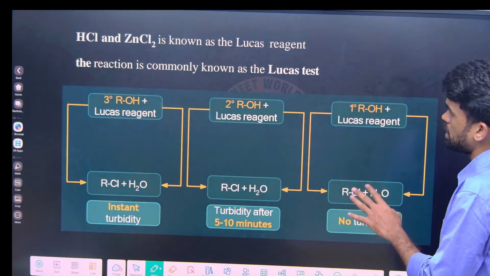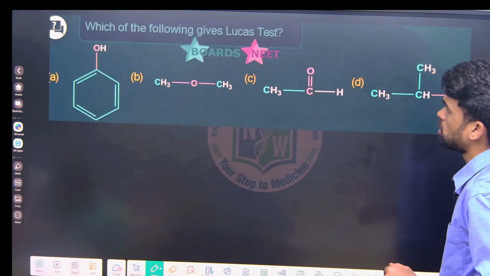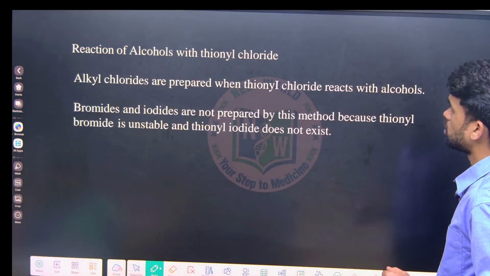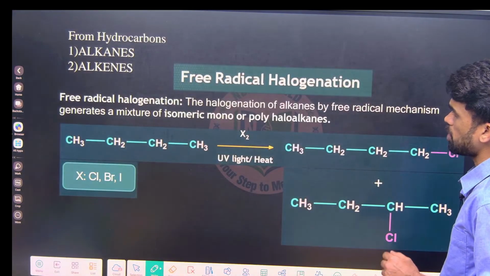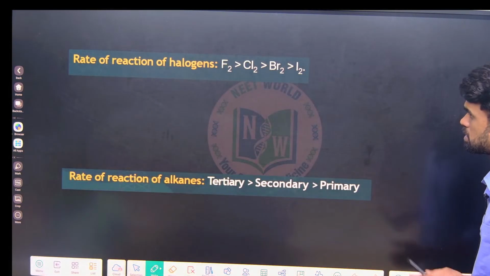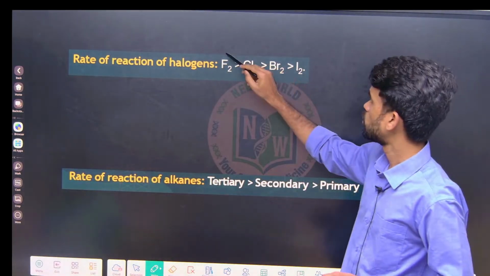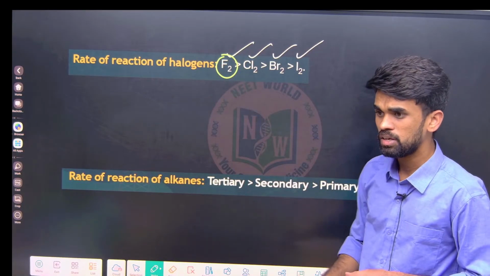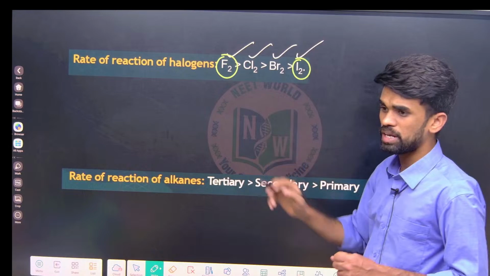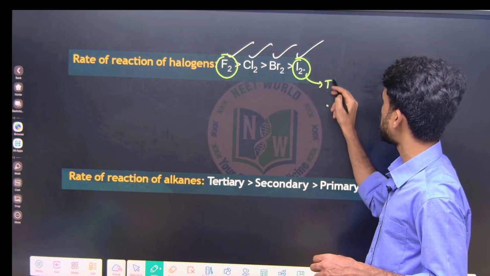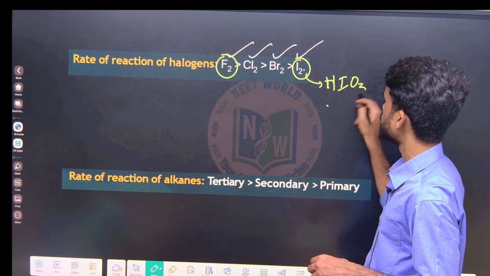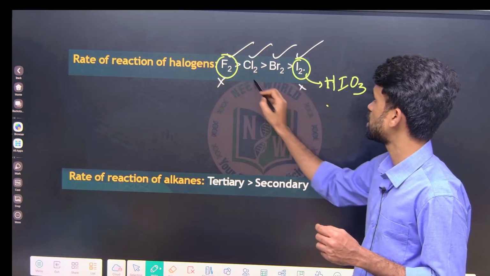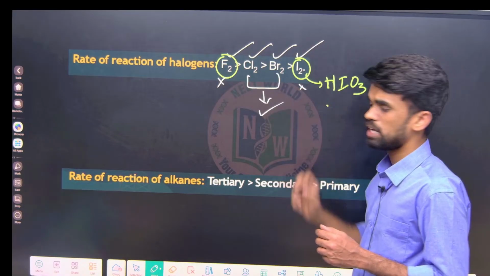The Lucas reagent and its applications also we discussed. Next, preparation from hydrocarbons by free radical substitution. The reactivity order I told you is fluorination, then chlorination, bromination, iodination. Fluorination cannot be handled, it is very violent, whereas iodination is very slow. It can be possible in the presence of oxidizing agents like HIO3. So this method is not preferable for fluorination and iodination. It is useful for chlorination and bromination.